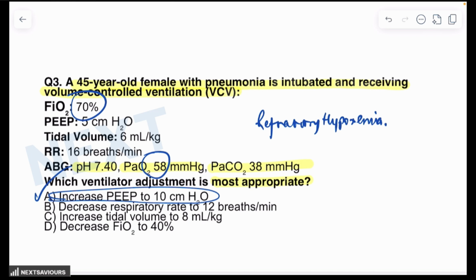Why not the others? Decreasing the respiratory rate would not help oxygenation. The option number C, increasing the tidal volume is not the preferred approach in ARDS-like diseases because it might result in overinflation of a decreased compliance lung, and decreased FiO2 to 40% is incorrect as partial pressure of oxygen is still low, right? That is 58 millimeters of Hg. So the best answer is to increase the PEEP to 10 centimeters. That means increasing the PEEP in this particular question.